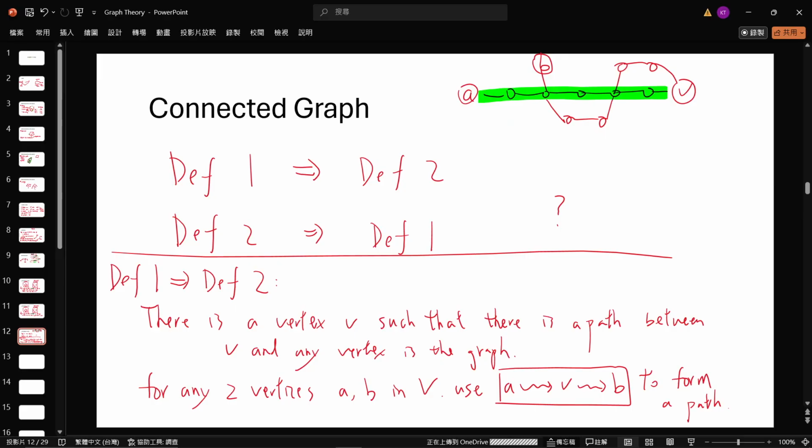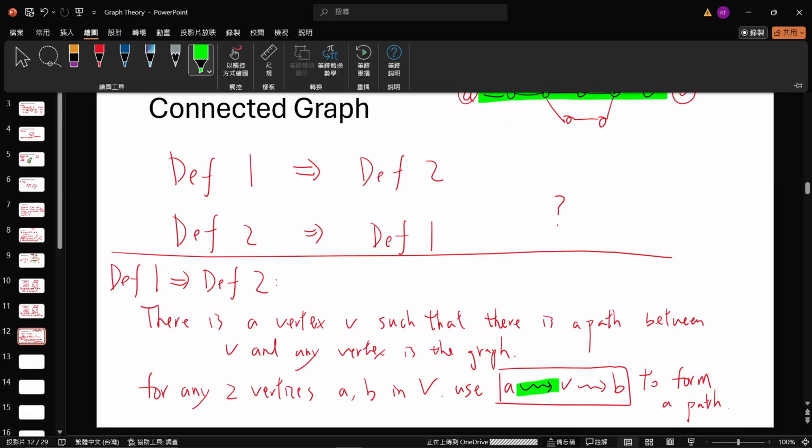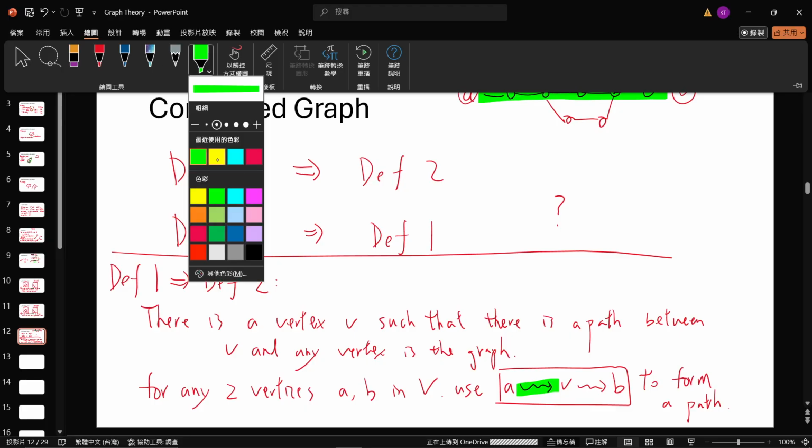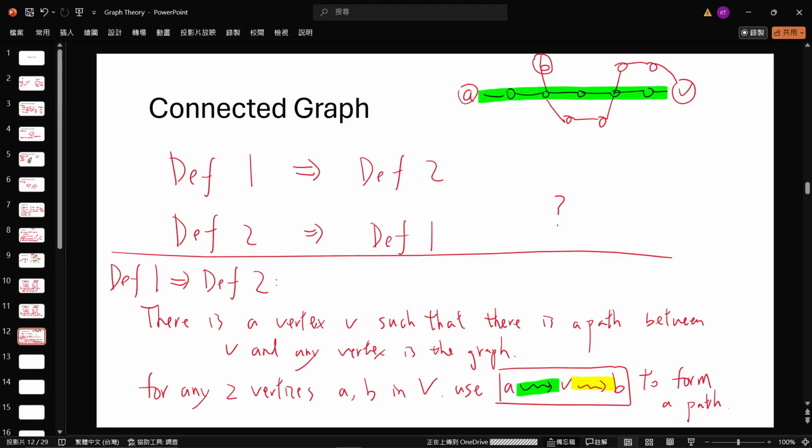This one path, the green one, is the path between A and B, and the yellow one is the one between V and B, okay? And we just say you concatenate these two paths, is this a path?